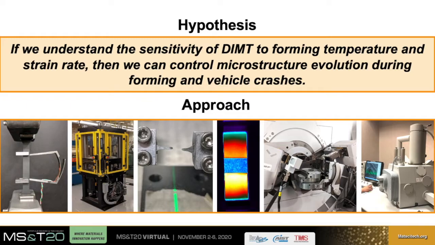Based on the review presented, my hypothesis for this work is that if we understand the sensitivity of the martensite transformation to forming temperature and strain rate, then we can optimize microstructure evolution during deformation and vehicle crashes. Likewise, by tailoring the microstructure, we can improve the mechanical response. In the approach section, moving from left to right, I'd like to briefly share some of the tools we have used to address this hypothesis.